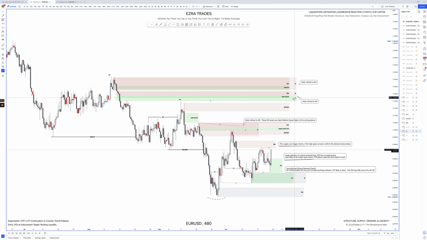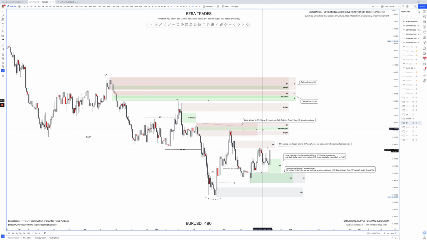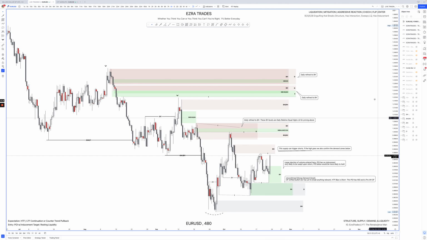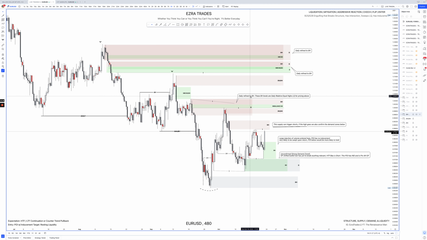This is going to be refined. You can see that we're able to cut off some of these areas because of that, as well as some down here. This is a daily reaction zone where we do have POIs that are visible on a lower time frame that are much better. Daily refined to 8-hour. These 8-hour levels are daily relative equal highs, liquidity for pricing above. So you can kind of see that.